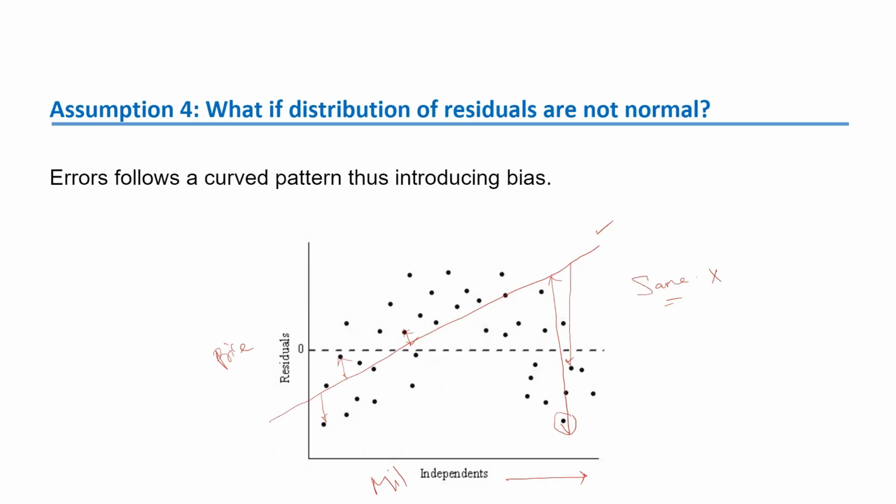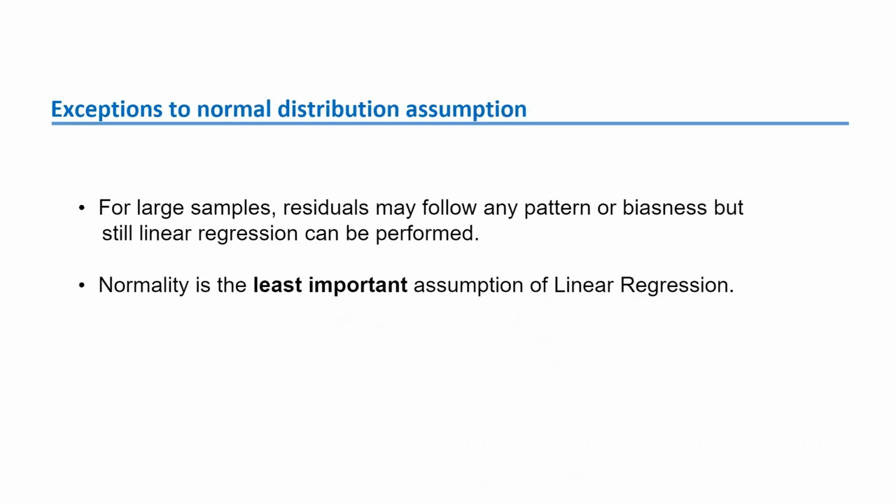Okay, I can show you with a better example. Let me show you this with a Jupyter notebook. For now, bias is something which is an inclination towards an incorrect prediction. Now, with large samples, residuals may follow any pattern or biasness, but still linear regression can be performed. So normality in the data is the least important assumption. Obviously, it is important, but normality is the least important assumption as of now for linear regression.